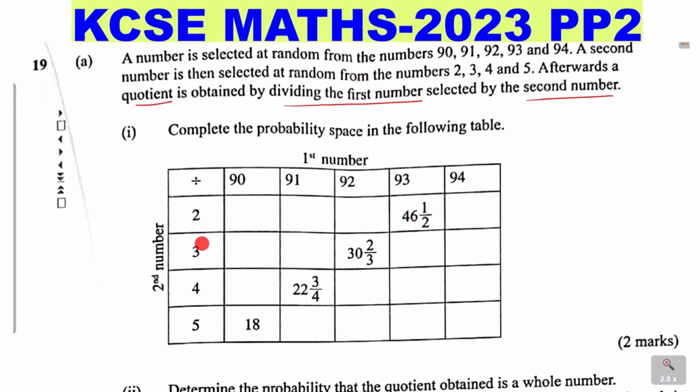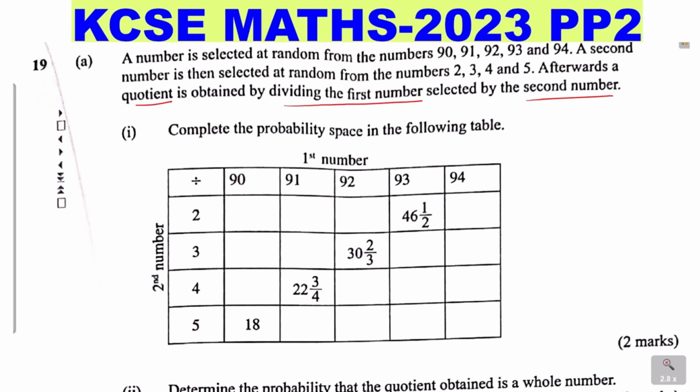93 divided by 3, so the other one is 92 divided by 3, you get 30 and 2/3. Then for this one, you have 91 divided by 4, you get 22 and 3/4. Then 90 divided by 5, you get 18.